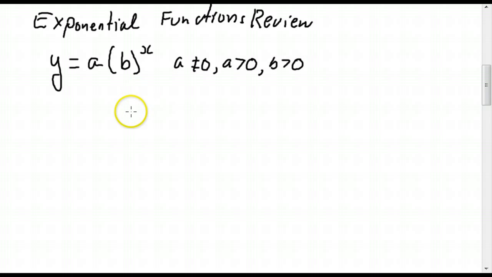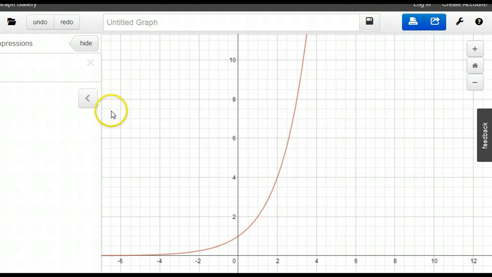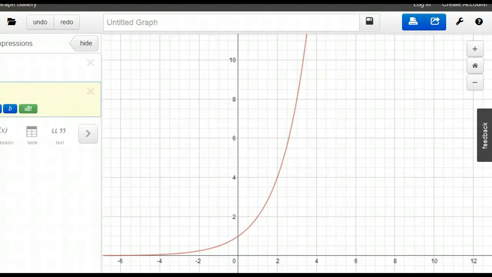So let's start by just looking at one of these. Here is the equation: y equals 1 times 2 to the power of x. And I'm going to add in another expression, which is going to be a bit off the screen, but it's y equals a times b to the power of x. And I'm going to add sliders for a and b.